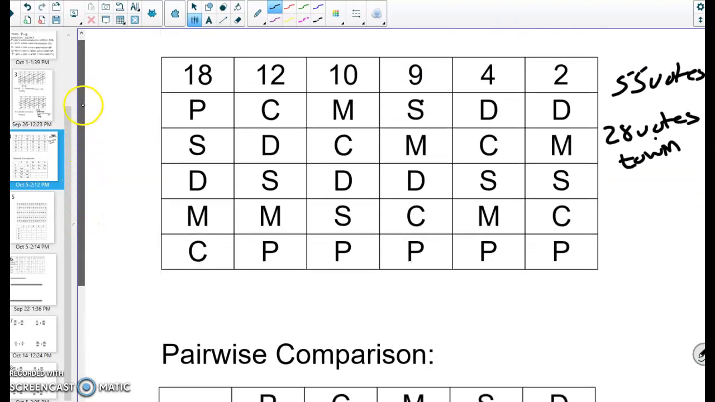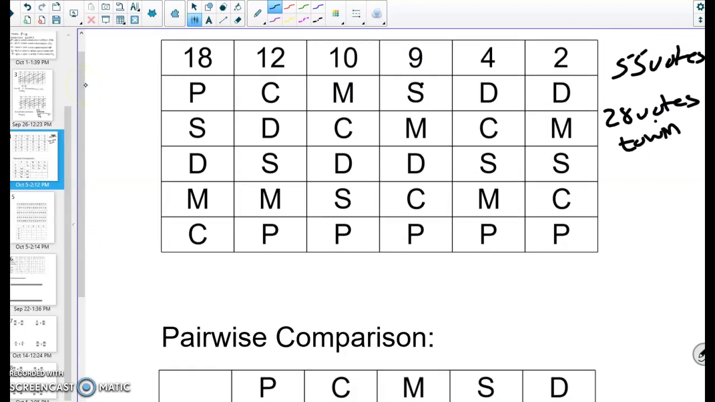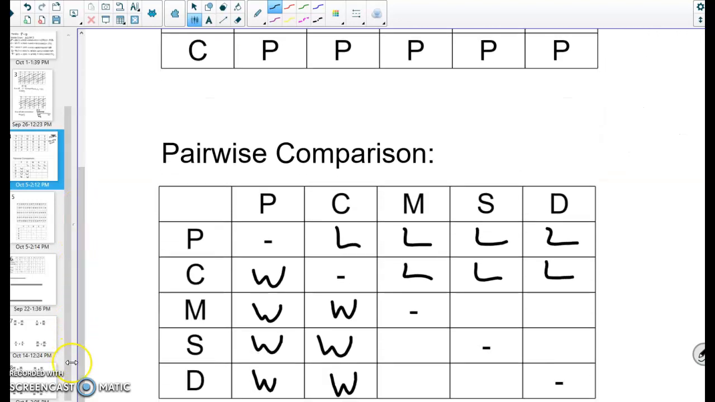M versus S. M loses the first column to S, loses the second column to S, wins the third column, it's got 10, loses the fourth, loses the fifth to S, wins the sixth, it ends up with 12 votes. 12 is clearly not enough, so it loses to S. S wins over M.